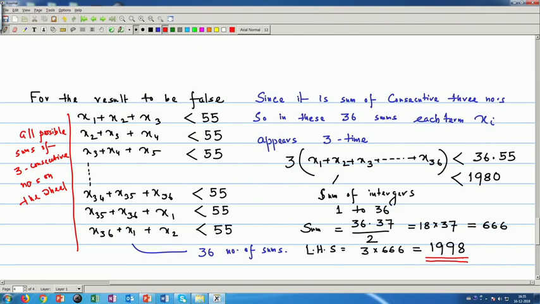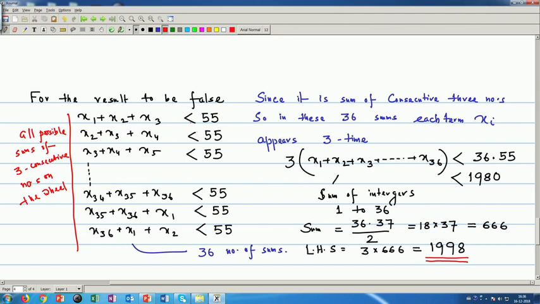this is the first statement we have assumed, that for the result to be false, that means each consecutive number must be less than 55, then the sum of all 36 terms must be less than 1980. But what we see is that it should be 1998. So, that means our assumption is false, that is, for this result to be false.